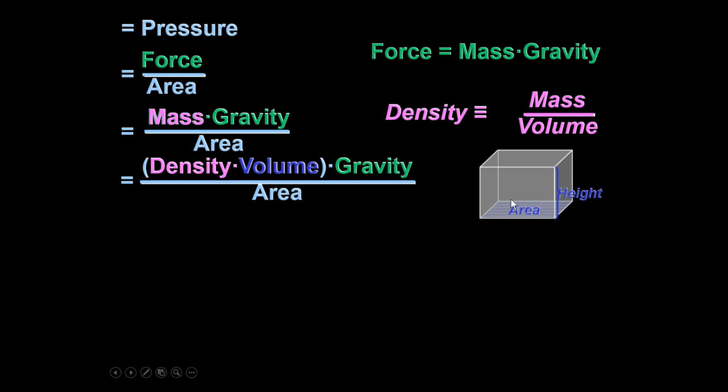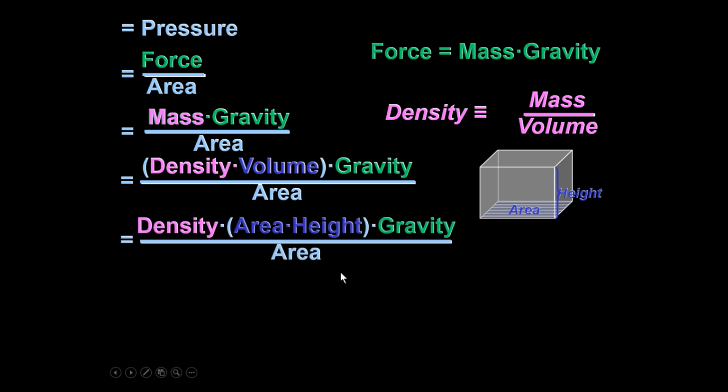But in general, volume of a prism is area of the base times the height. So we're going to substitute volume for area times height. And in our I can statement, we were hoping to find a variable that does not affect liquid pressure. Can you see what that variable is? It turns out area does not matter. There's area in the top, there's area in the bottom. So it is a variable that does not matter.